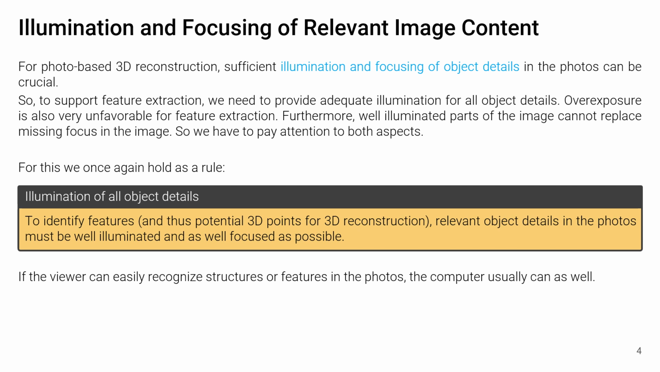Furthermore, well-illuminated parts of the image cannot replace missing focus in the image, so we have to pay attention to both aspects. For this, we once again hold as a rule to identify features and thus potential 3D points for 3D reconstruction. Relevant object details in the photos must be well illuminated and as well focused as possible. If the viewer can easily recognize structures or features in the photos, the computer usually can as well.